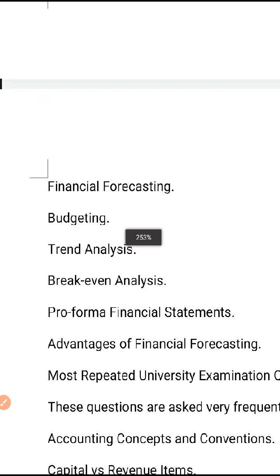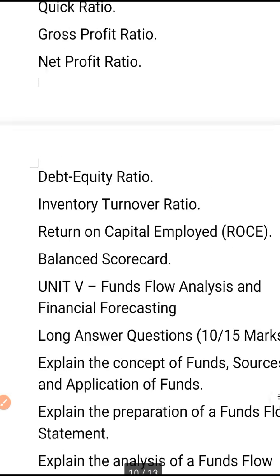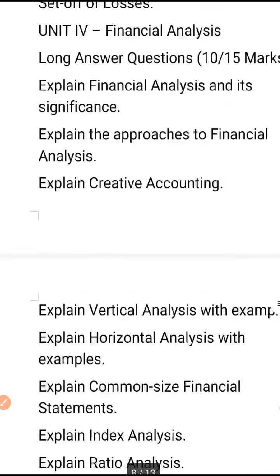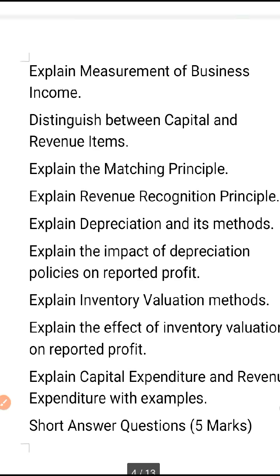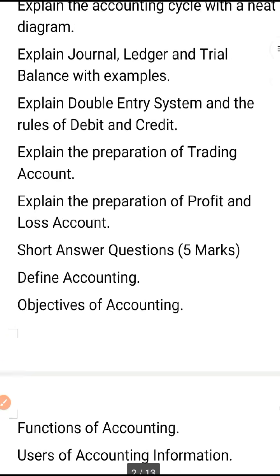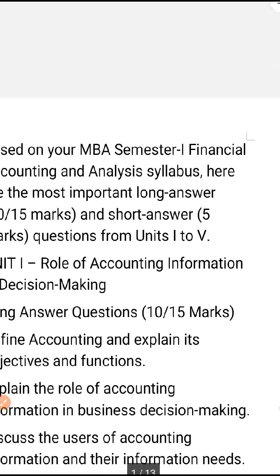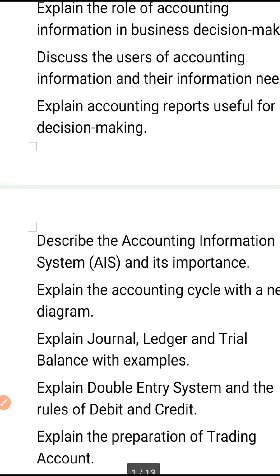These are the questions I have already given. I hope you took screenshots while I was explaining. Make a brief and detailed answer for these particular questions. If you practice once, if you write once while reading, what happens?